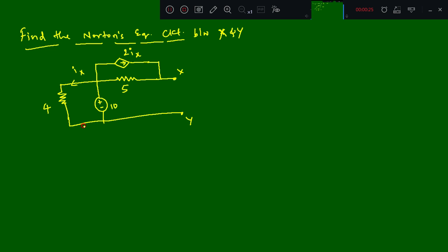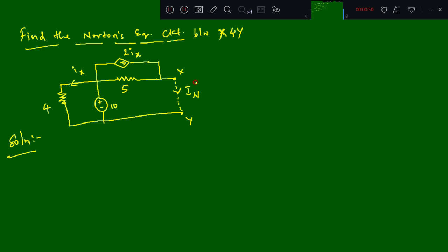First, we need to find the IN. So the solution is here. If you want to find the IN, first we need to make the short circuit of this. So first I will short circuit this and find the IN in this section.